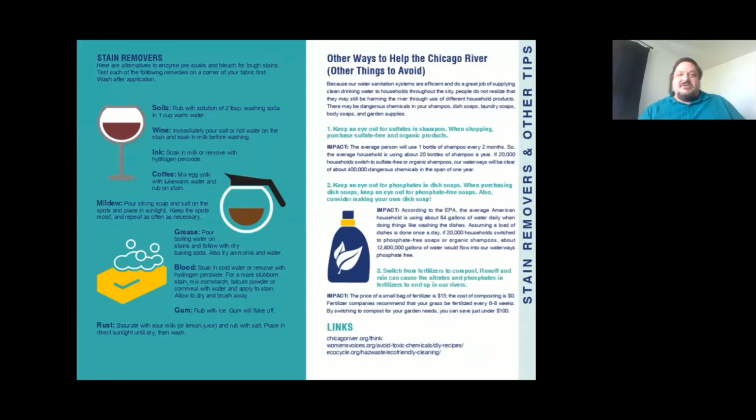And this book is actually available on Friends of the Chicago River's website. And I should mention that its printing, and the whole program itself, is supported by the Metropolitan Water Reclamation District. So it's a good partnership. We're all interested in cleaning up the Chicago River and making it much, much safer.